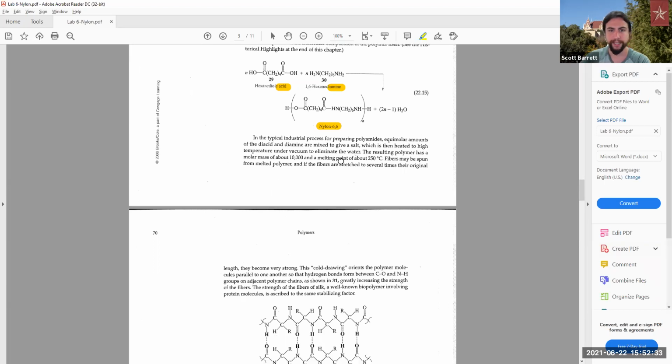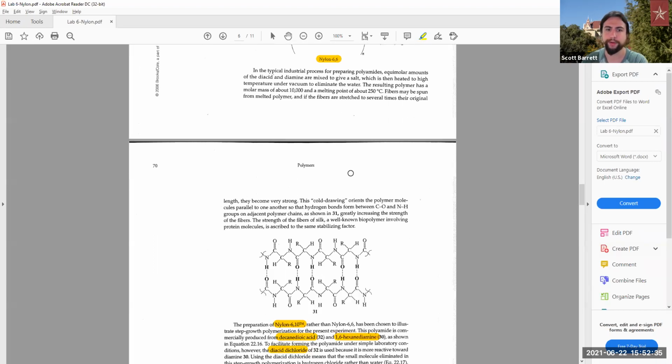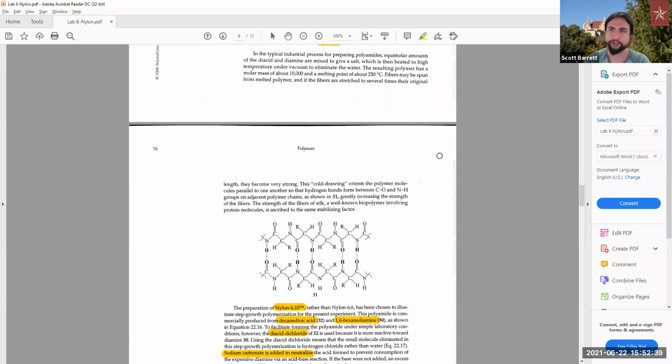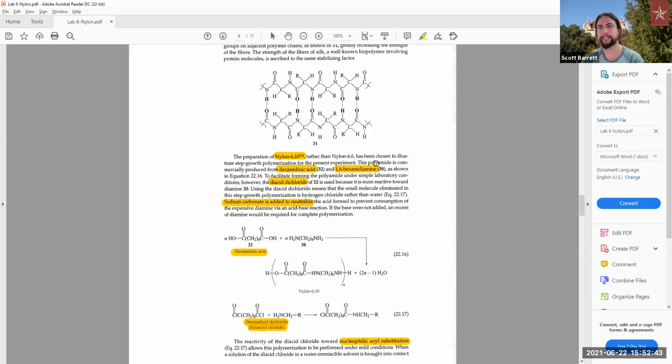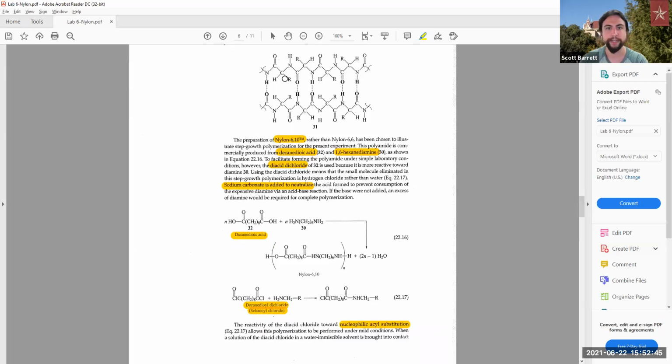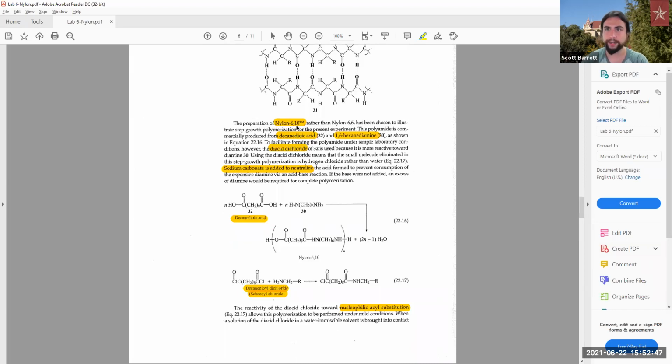And so this goes forward into explaining further the ideas of what happens in the industrial lab. So I'm going to skip over that for time's sake and allow you to digest that information if you'd care to. But let's get into the real nitty-gritty of what we need to focus on today, and that would be the nylon 6,10 experiment itself.